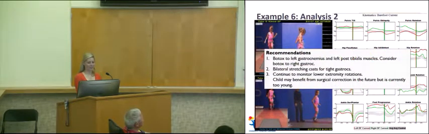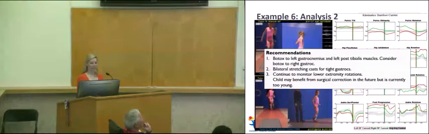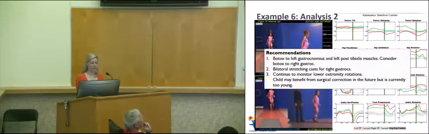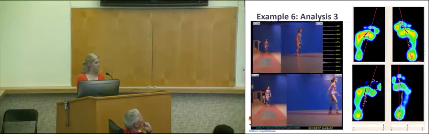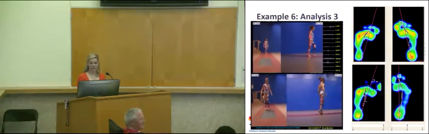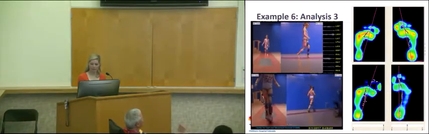Chose to continue with Botox to the left gastroc and left post-tib, and maybe the right gastroc, as well as bilateral stretching casts for a tight gastroc, and we'll continue to monitor the lower extremity rotations to consider orthopedic intervention in the future. But still a little bit young. So this is her third analysis.